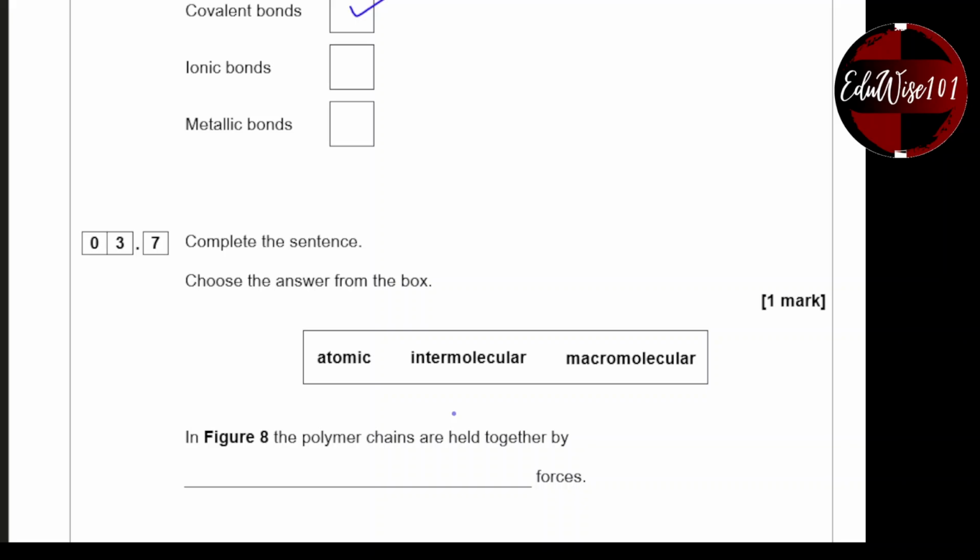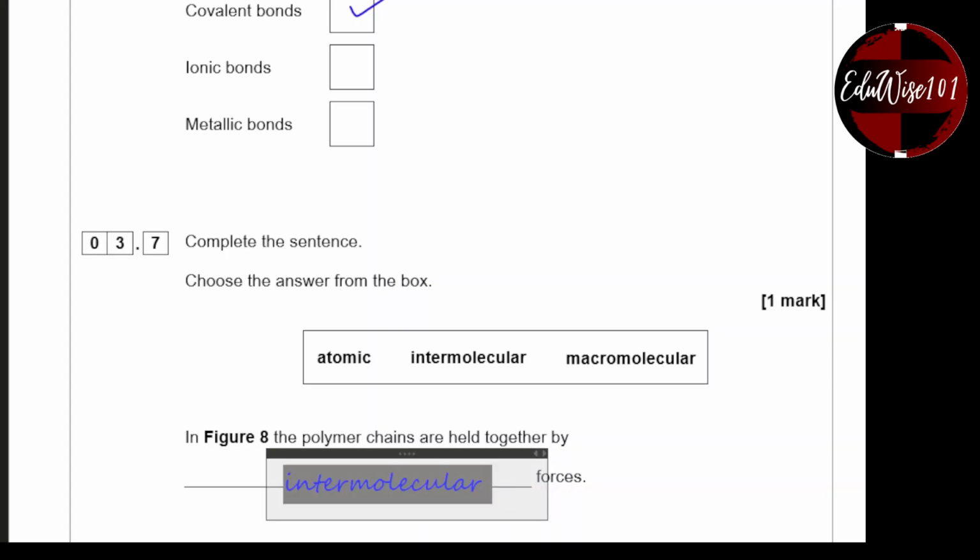Question 3.7. Complete the sentence. Choose the answer from the box. Atomic, intermolecular, and macromolecular. In figure 8, the polymer chains are held together by what forces? We call them intermolecular forces.